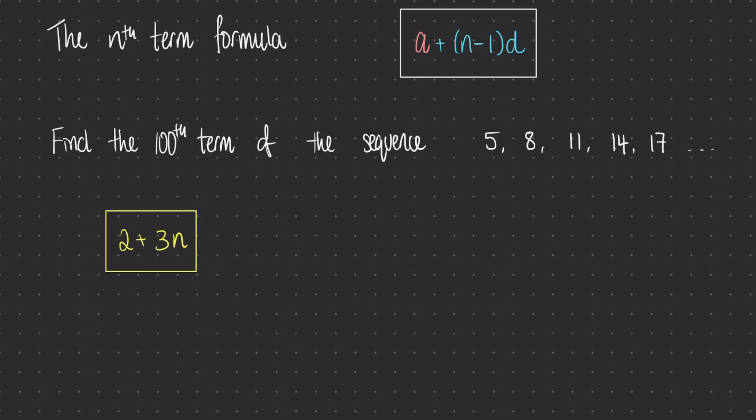Following on from the example then, now I'm asked to find the 100th term of this sequence. I just worked out the nth term, so in this case I can replace n with 100, as I'm looking at the 100th term. So to find the value of the term, I simply plug that into my formula, and that works out to be 302. So that would be the answer for the 100th term of the sequence.